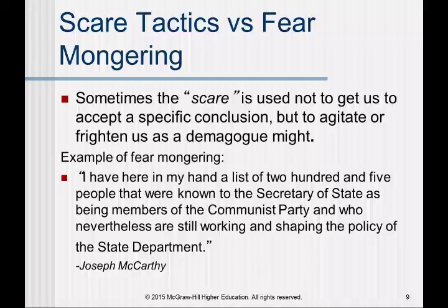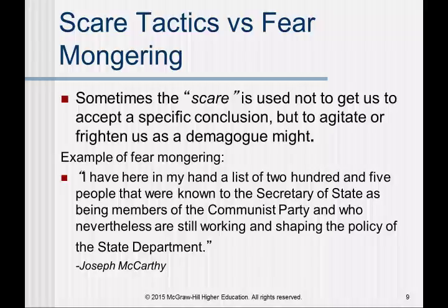Now, this is more intimidation than a scare tactic. I'm not trying to get you to do or to believe something. I just want to intimidate you, right? A demagogue, acting demagogically, I guess is the word. Here's an example of fear mongering.